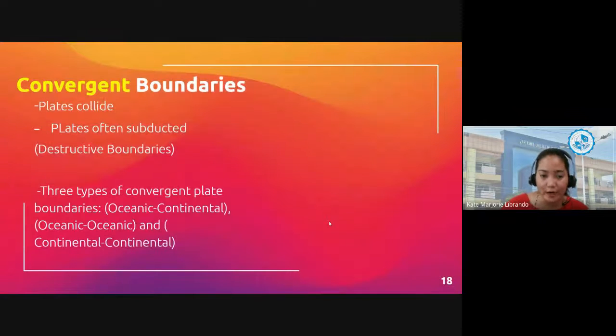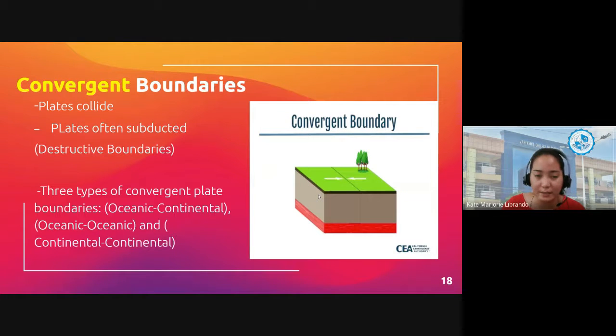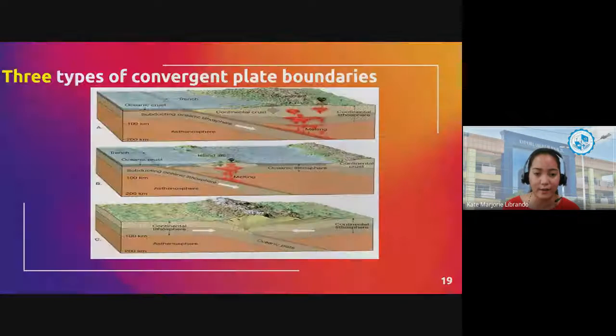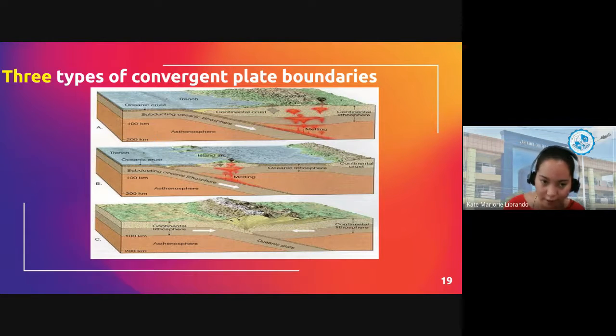And we have the convergent plate boundaries, wherein plates collide and plates are often subducted. That is why they are called destructive boundaries. There are three types of convergent plate boundaries: oceanic-continental, oceanic-oceanic, and continental-continental. Here in this first picture we have the oceanic crust and continental, and we have the oceanic and oceanic, and continental and continental.